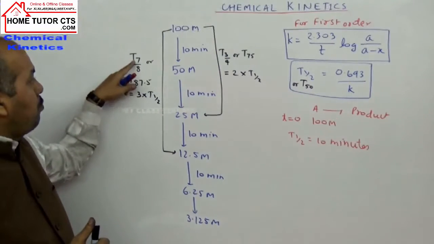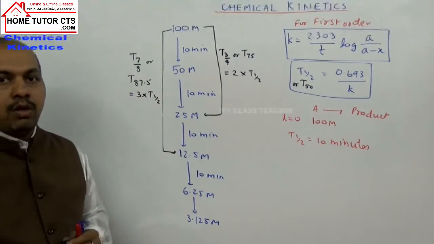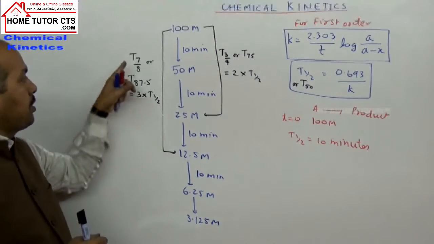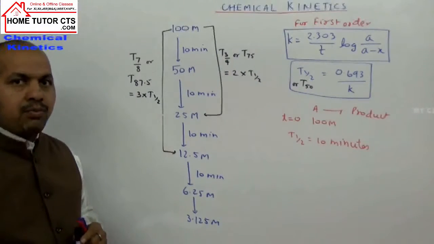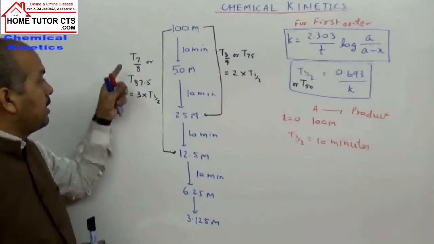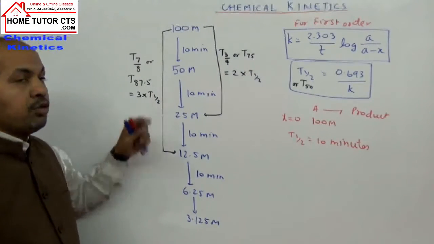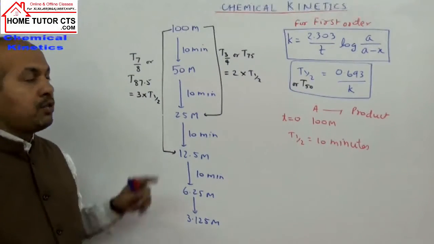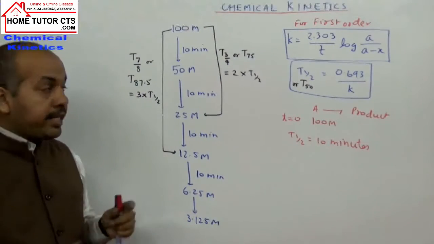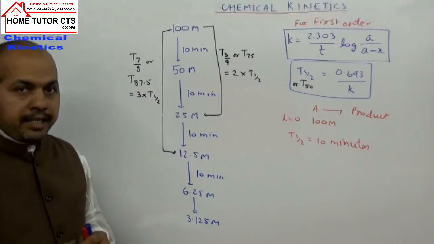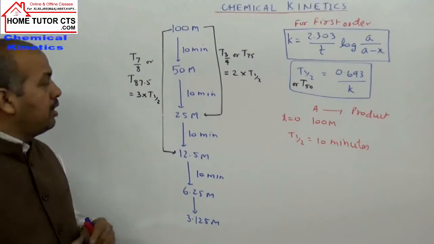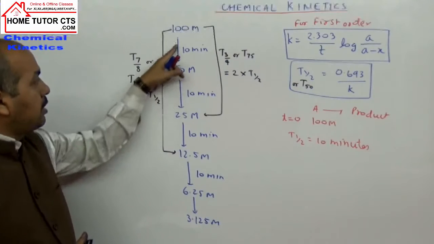What is the meaning of this? The fraction decomposed of the reactant is 7/8. Or how much in percentage terms? The amount decomposed is 87.5%. That much amount is decomposed, 87.5% in this time taken, 30 minutes.